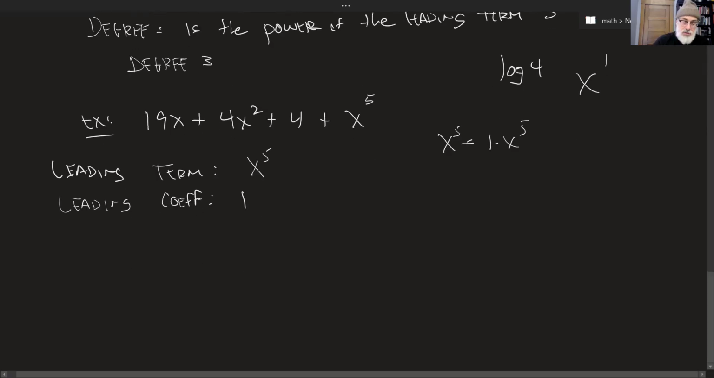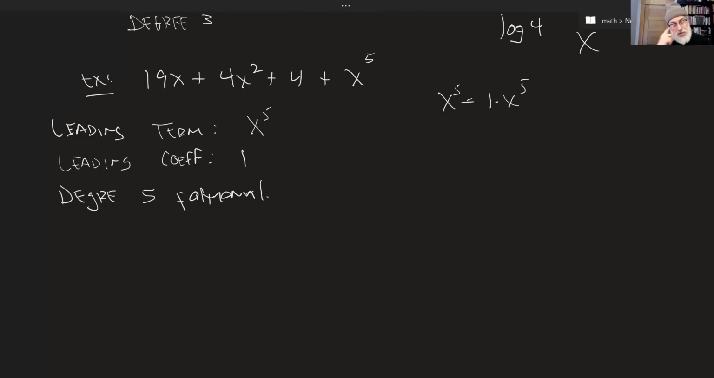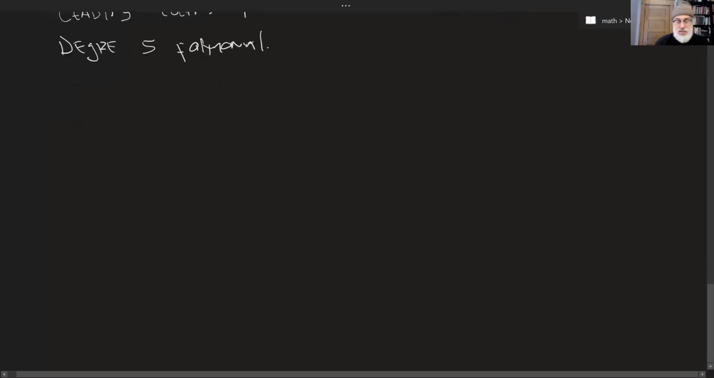So the degree of the polynomial is 5. So we have a degree 5 polynomial. And again, the degree 5 will tell us a little bit of what the graph might look like if we were to graph it. And that comes later. All right, let's look at how to add polynomials.